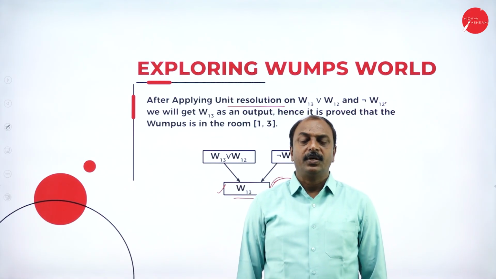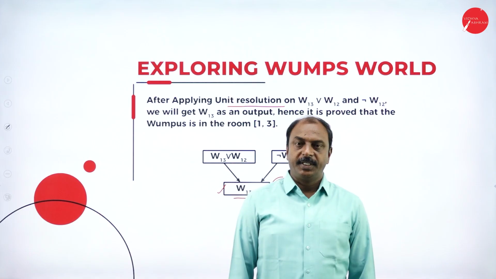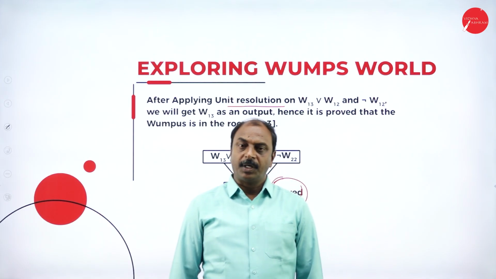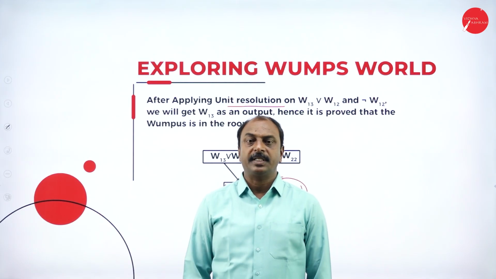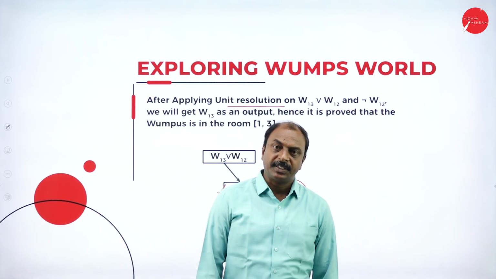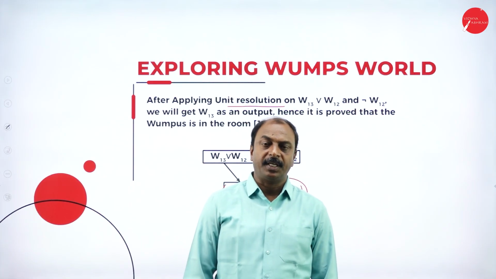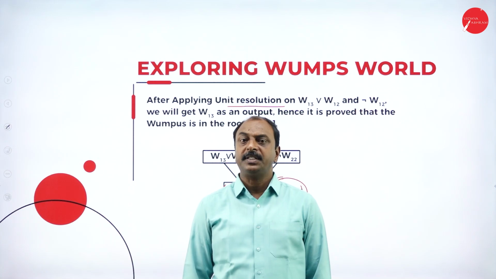So this is one example of the Wumpus world, the common example to represent knowledge representation and reasoning through a KBA, knowledge-based agent. Dear students, so far we have discussed the Wumpus world problem. That is a common problem to represent knowledge representation and reasoning through a KBA, that is a knowledge-based agent.